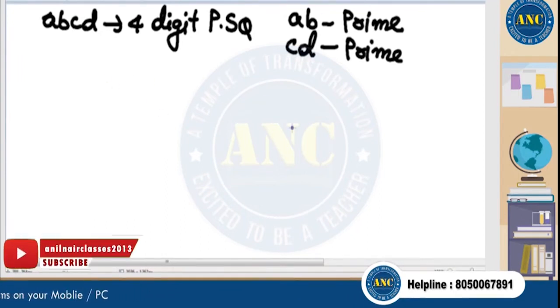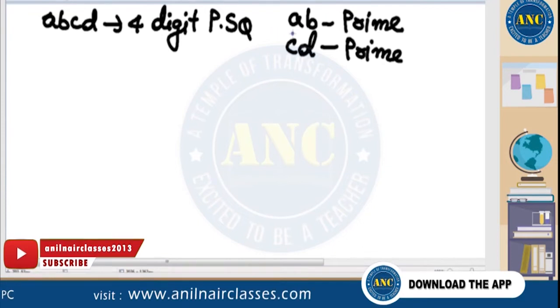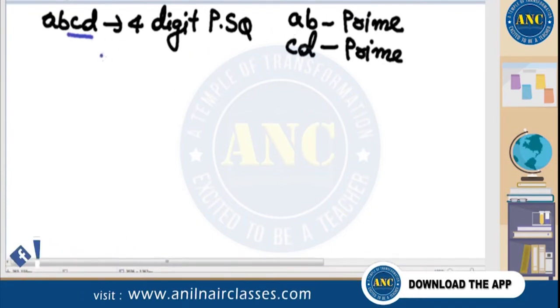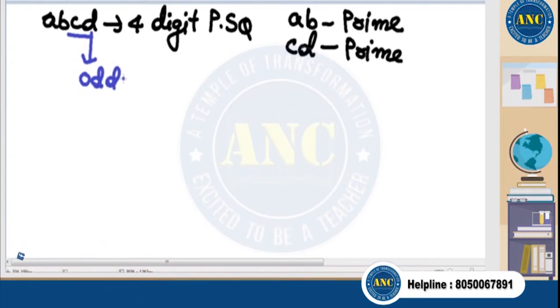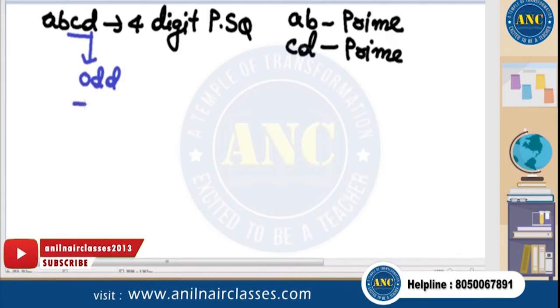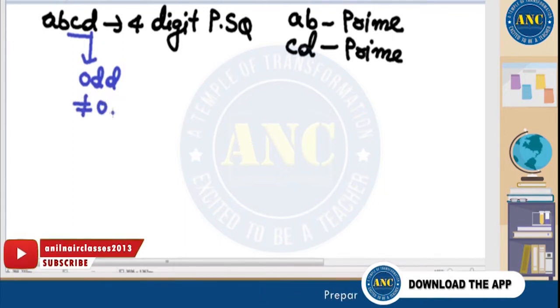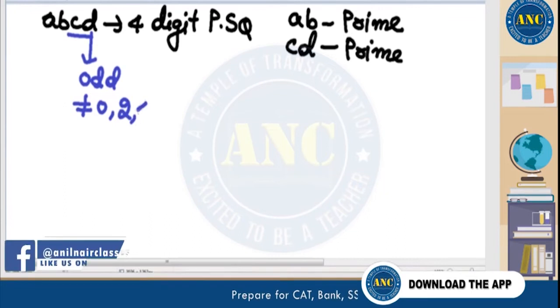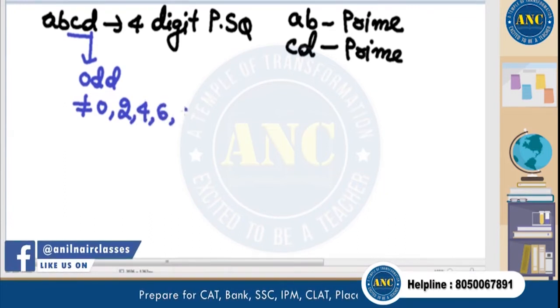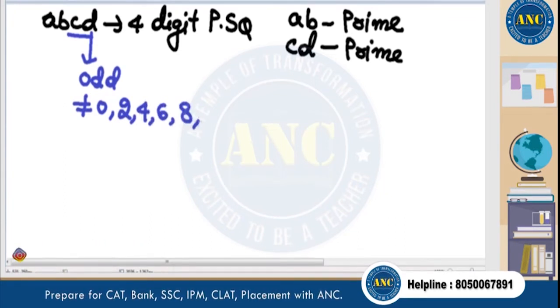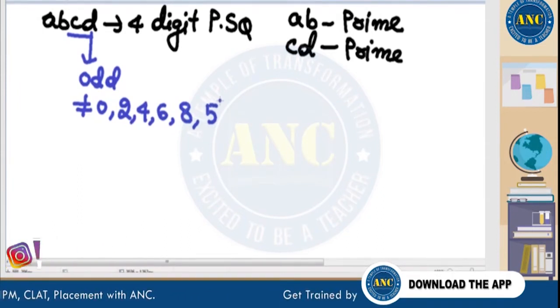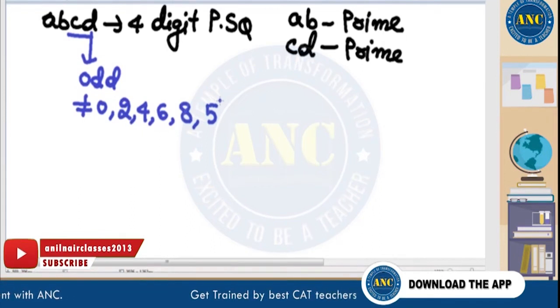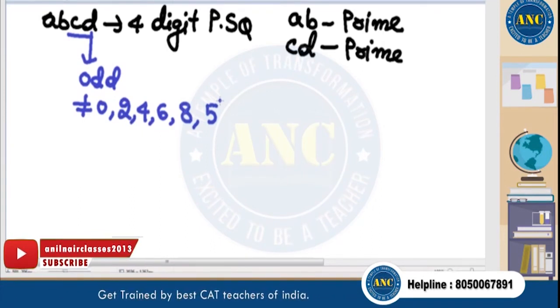ABCD is a 4-digit perfect square. See here, CD is a prime number. That means D should be an odd number. Other than 2, there is no even prime number. So 0, 2, 4, 6, 8 are not possible. 5 is also not possible, because if the unit digit is 5, the number will be divisible by 5.